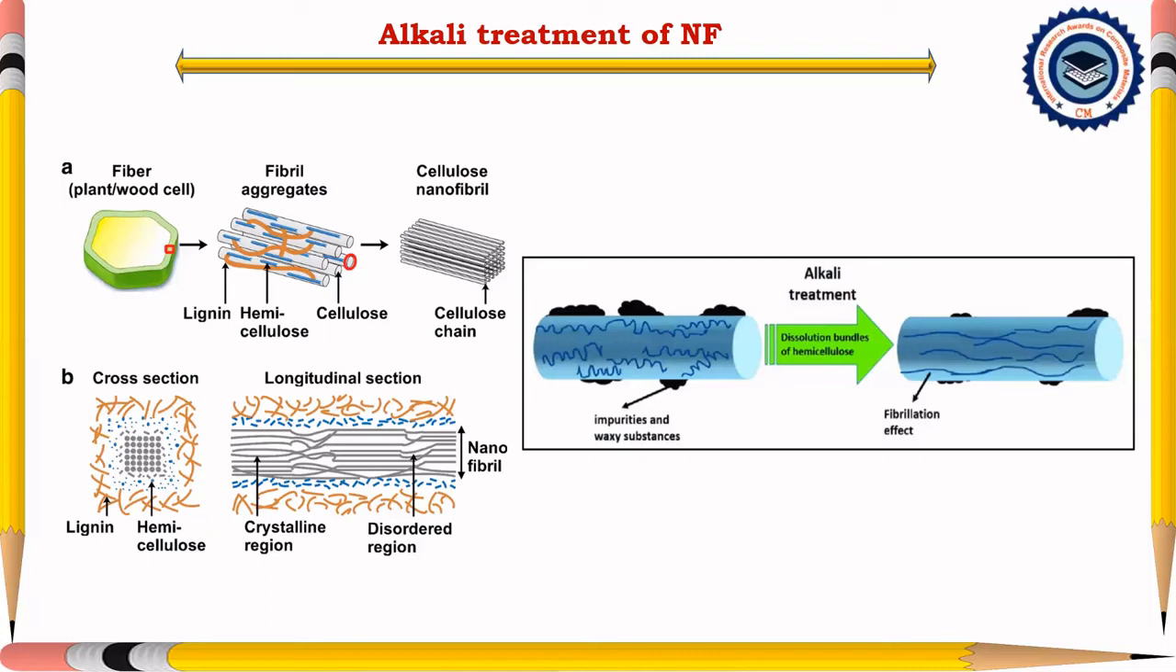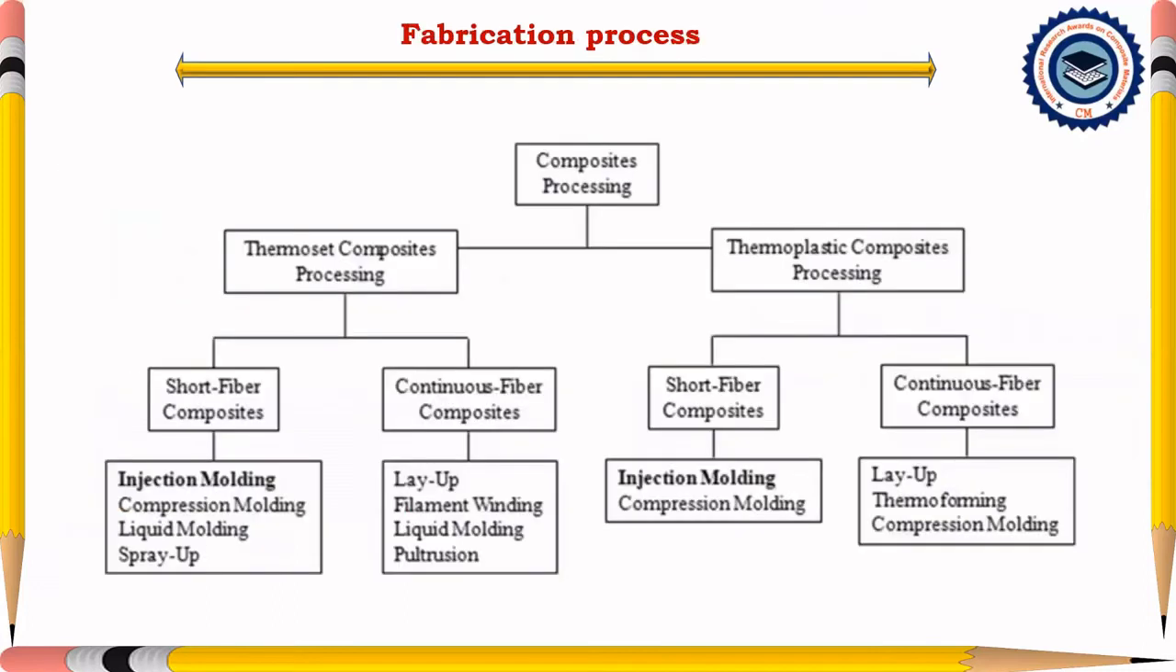See the right hand side diagram. First is the non-alkali, that means untreated fiber. The right hand side is the alkali treated fiber. After completion of alkali treatment, the overall waxes and impurities have been removed from the fiber.